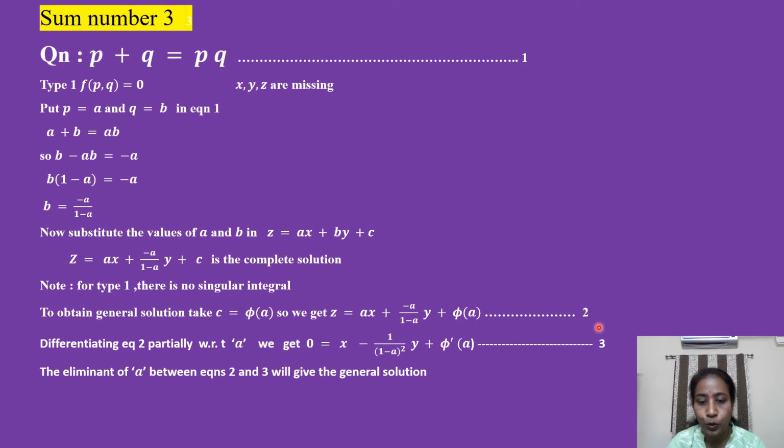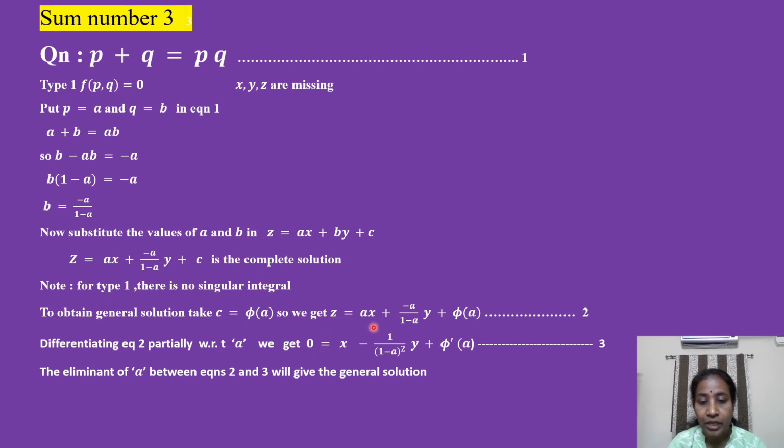Now this equation 2 is going to be differentiated partially with respect to a. So I get 0 on the left side. As we already discussed, z will be treated as a constant when I differentiate it partially with respect to a. So when I differentiate z with respect to a partially and z is treated as a constant, it becomes 0.